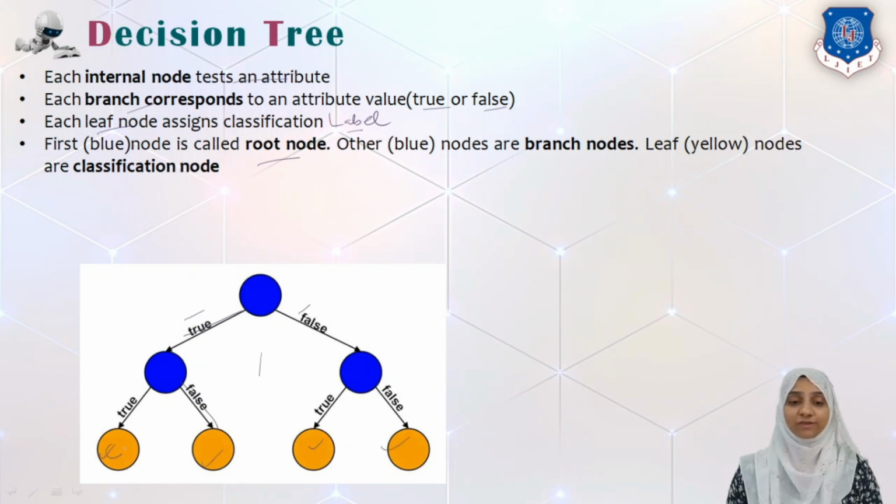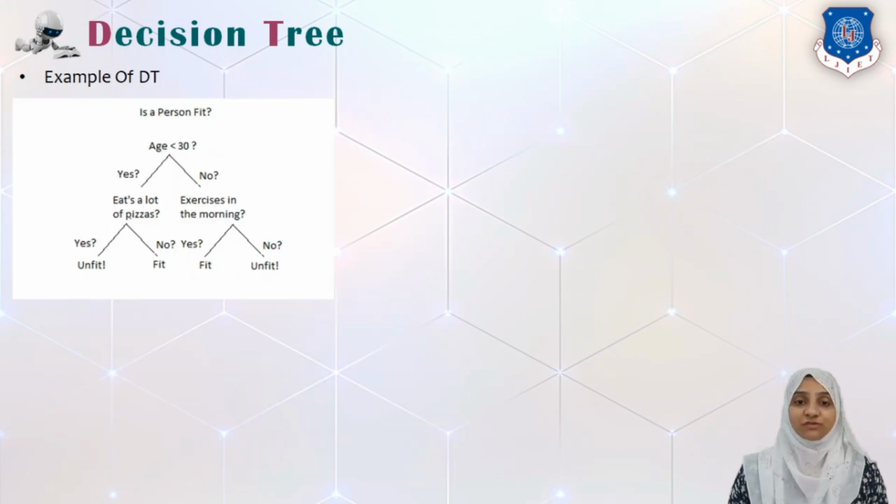This can be, say for example, class 1, this can be class 2, again this can be class 1 and this can be class 3 also. So it depends how many class labels or different classes are there in the training data. Now in this particular diagram, this blue node is called the root node and the other two blue nodes are called branch nodes.